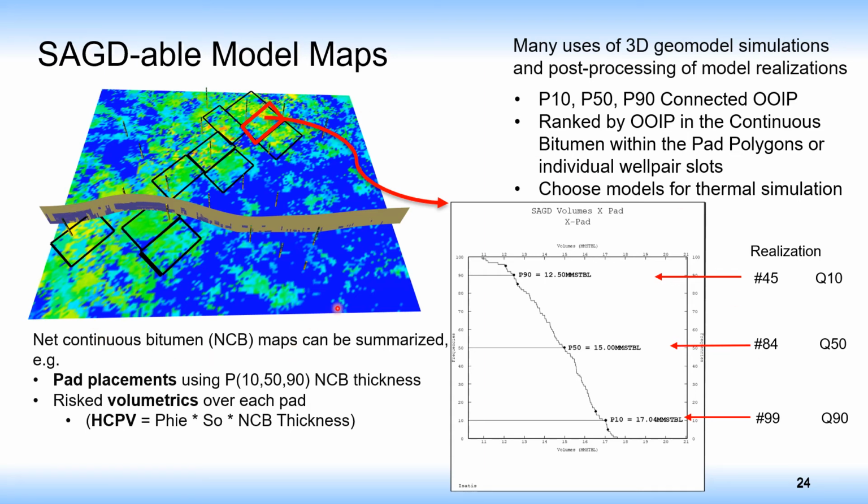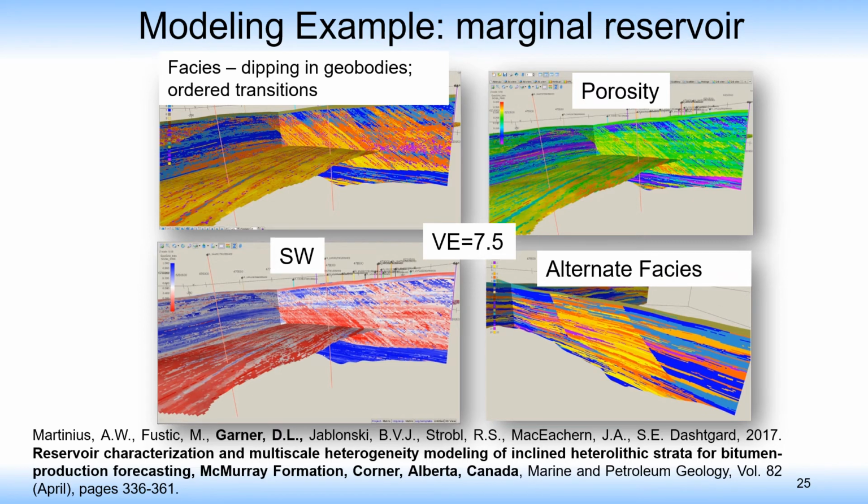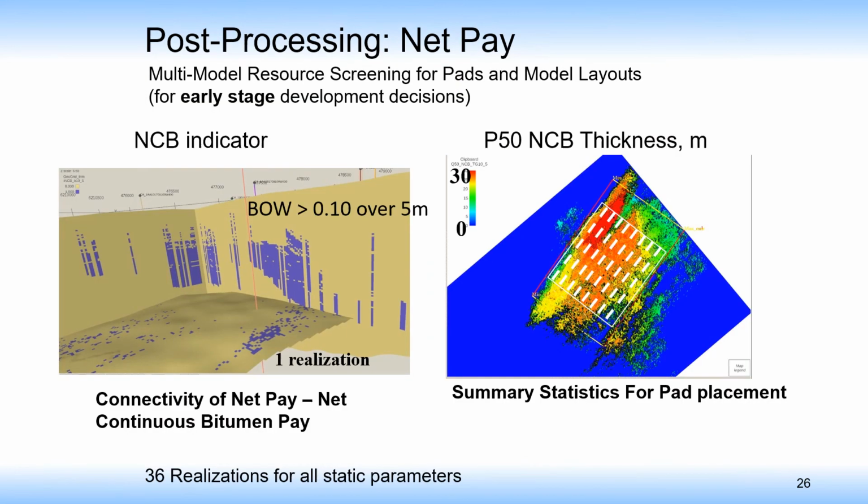From, say, P50 maps of these, we could get a probability distribution on volume over potential pad areas and use this for our early phase setting up pads and such. I use it for ranking. In this modeling, we applied dips. From that, we got porosity, saturation, and we also looked at a flatline model. This was really to study different extraction methods.